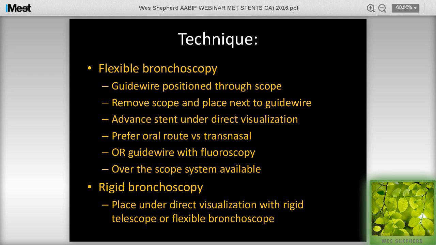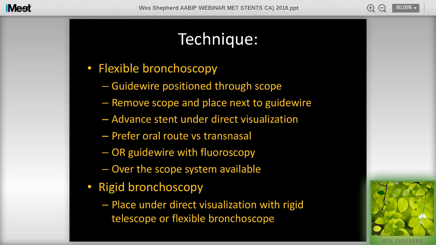Stents can be placed both with flexible and rigid techniques. From a flexible standpoint, I learned to do a lot of metallic stents under moderate sedation. We used to do this most commonly by placing a guide wire and then placing the scope next to the guide wire and advancing the stent next to the scope into position under direct visualization. Obviously, you do this through the mouth as an act of kindness to the patient and not attempt to place a stent through the nose.